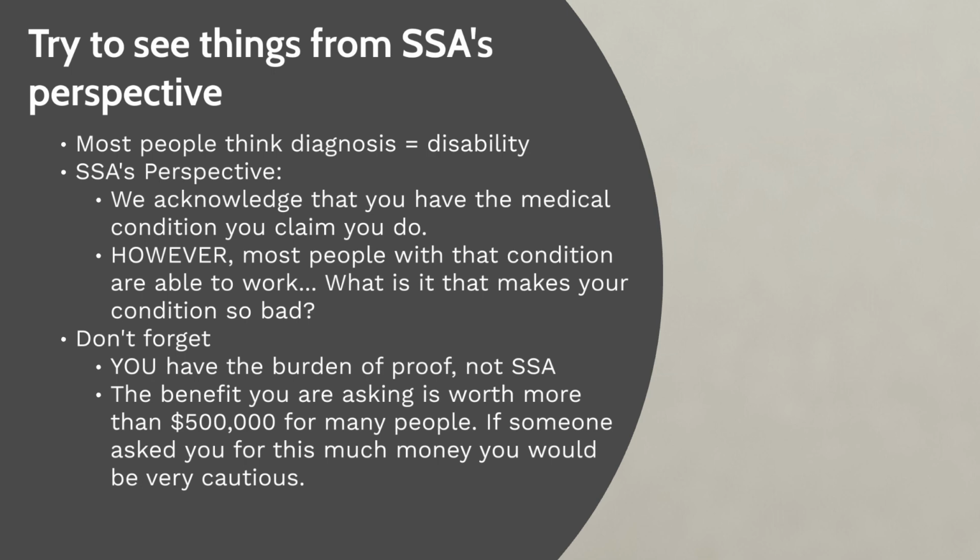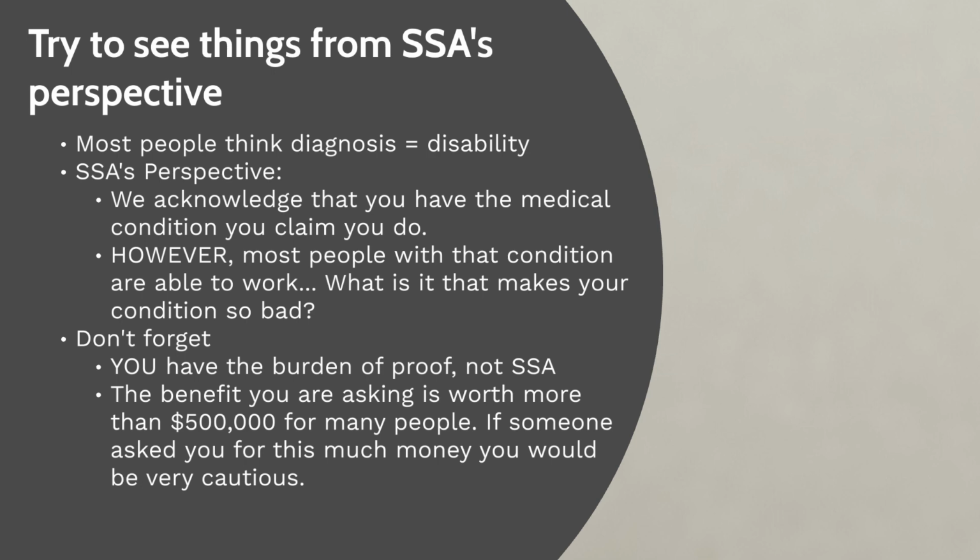Two other things that I want to point out that are important that Social Security decision makers are well aware of. The first one is that you, as the person applying for benefits, and me as your lawyer, we have the burden of proof, not Social Security. We have to establish what these conditions are. They don't have to prove that you're not disabled. We have to prove that you are disabled.